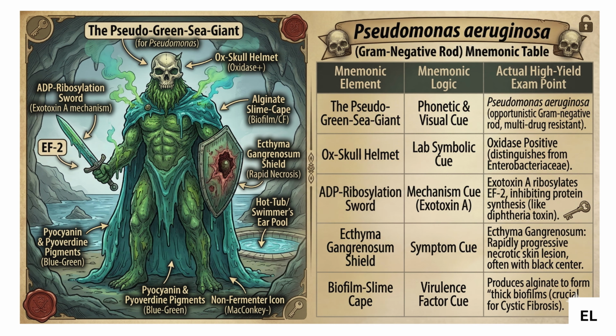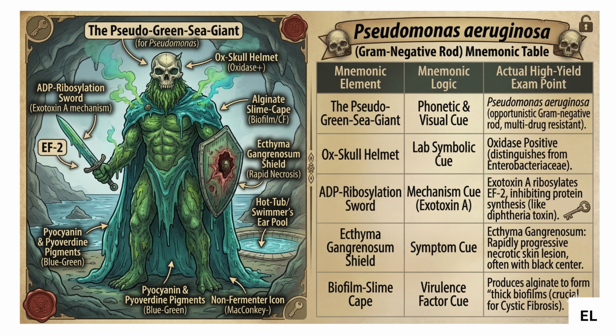Now look at the giant's shield. It shows a black necrotic lesion in the center. This represents a classic clinical manifestation, ecthyma gangrenosum. This is a rapidly progressive necrotic skin lesion, often seen in immunocompromised patients. So the shield reminds us: Pseudomonas to ecthyma gangrenosum to black necrotic lesion.